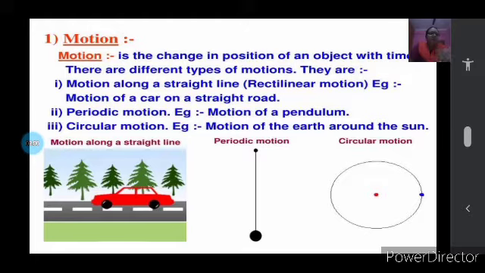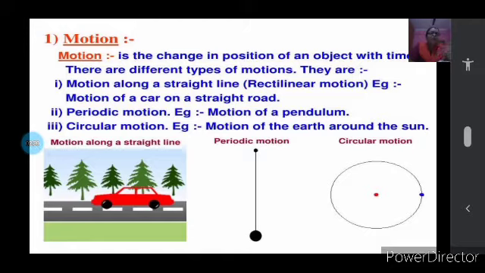First, motion along a straight line is called rectilinear motion. In this picture you can see the motion of a car on a straight road. Then periodic motion. Periodic is when it repeats itself at regular intervals of time, like a simple pendulum. Last year also you might have learnt about that. When the pendulum oscillates, or when you are oscillating on a swing, the to and fro repeats at regular intervals of time. Such type of motion is called periodic motion.